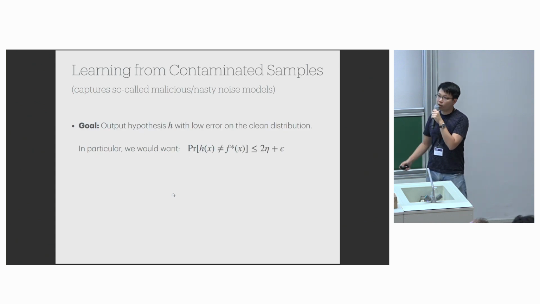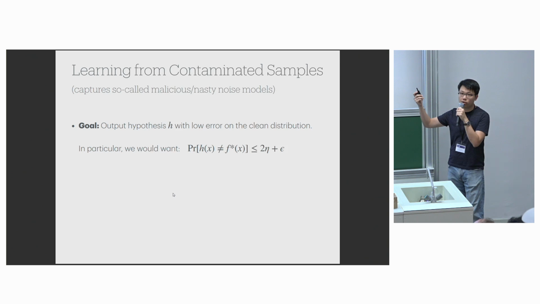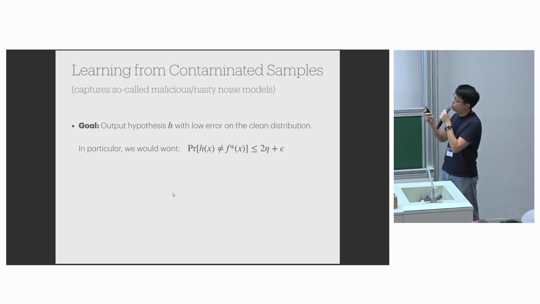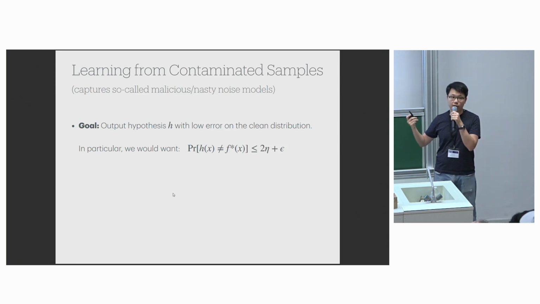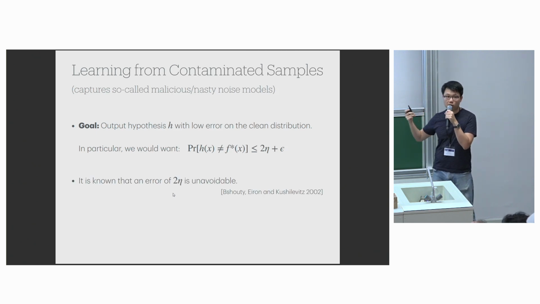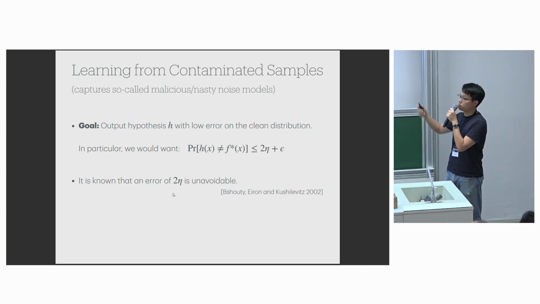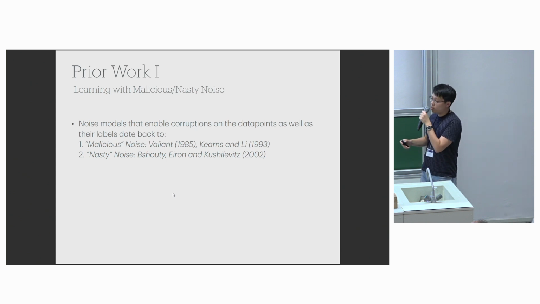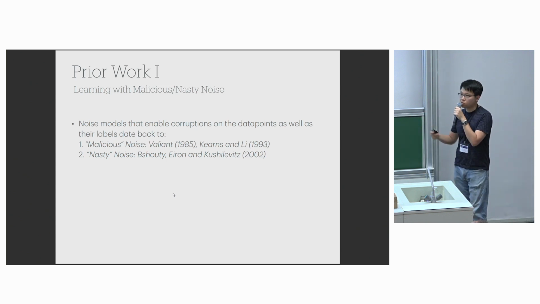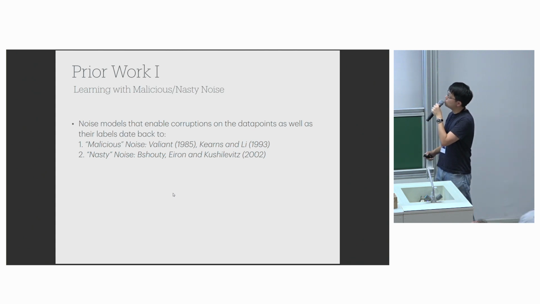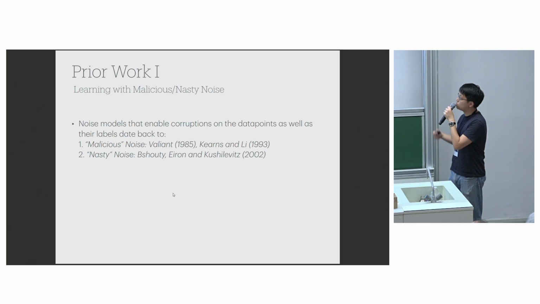Okay, so the goal in this model is we're trying to learn an output hypothesis on the distribution, which has misclassification rate at most 2 eta plus epsilon, where eta is the contamination fraction. And it's known that this goal of 2 eta is unavoidable, so this is the best we can do up to this additive error of epsilon. Okay, so this noise model encompasses several noise models that were proposed in the literature, including these historical works, which propose things such as malicious noise and nasty noise.